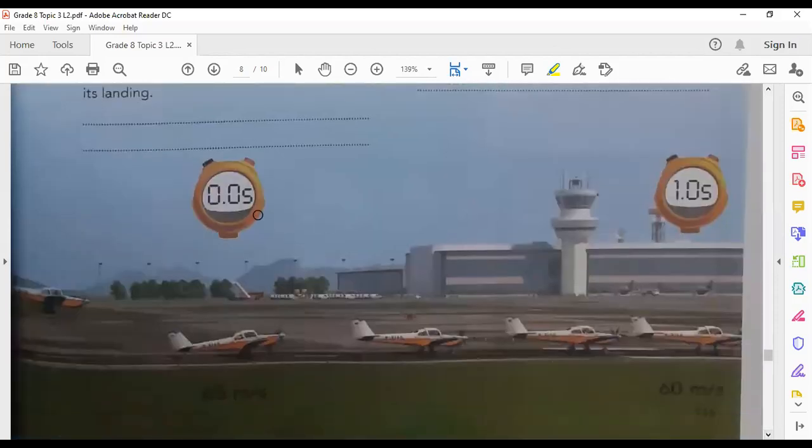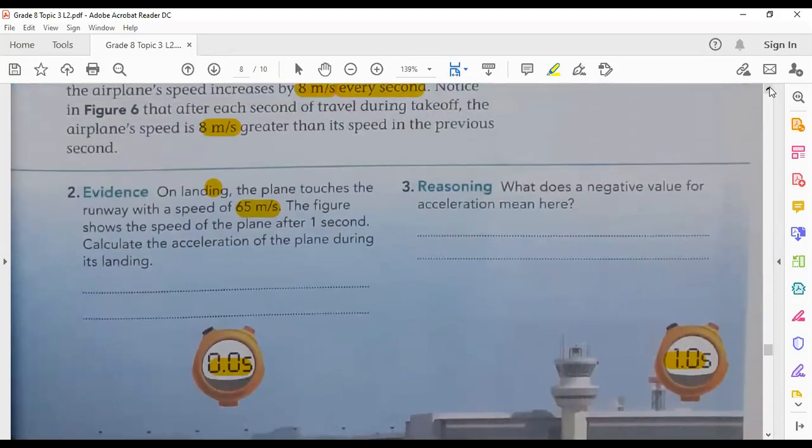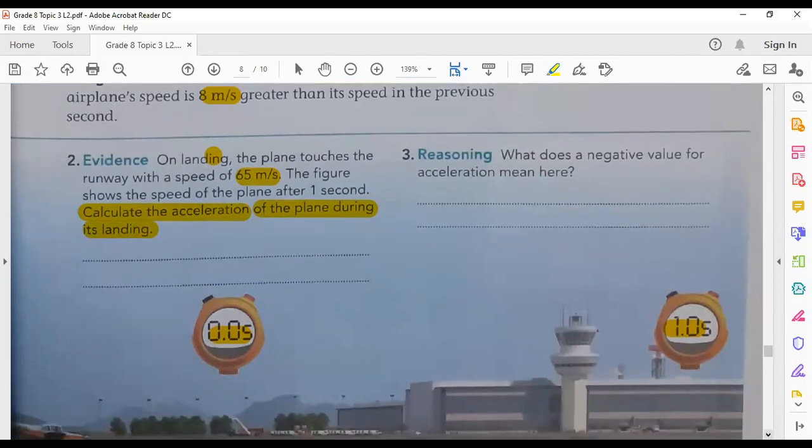This is the time. This is at the beginning. And this is after 1 second. And here is the speed. You have to calculate, to calculate the acceleration of the plane during its landing, okay? You need final speed and initial speed, and you need the time.